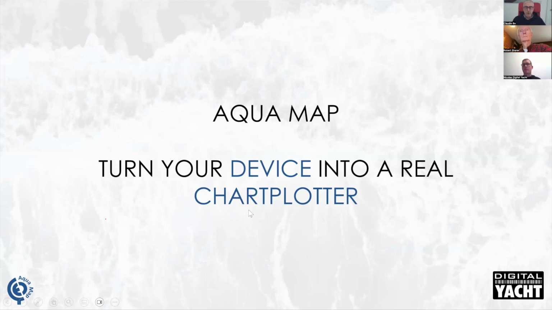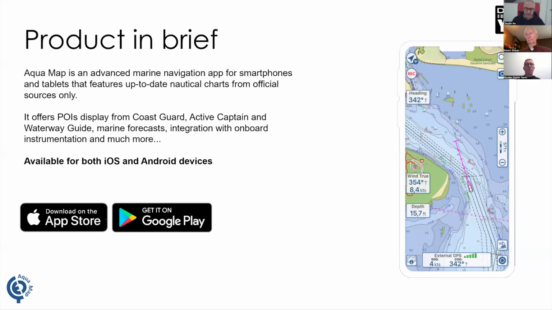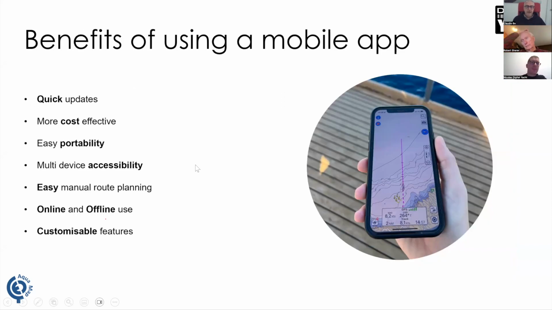And I will now quickly describe the main features of AquaMap. Let's first of all say, what is AquaMap? You can go on the next slide. AquaMap is substantially a marine navigation app for your mobile devices, working for iOS and Android. We offer typical functionality that many chart plotters and many apps have, and then we have something special on our own. Okay, let's go on to the next slide.